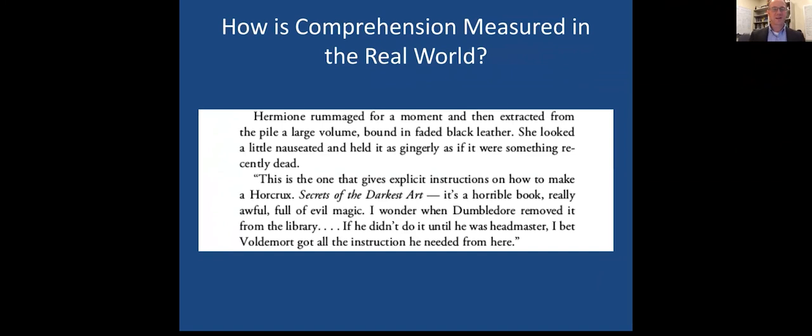Here's an excerpt from Harry Potter. The language complexity in here is really something else, right? "Hermione rummaged for a moment and then extracted from the pile a large volume bound in faded black leather. She looked a little nauseated and held it as gingerly as if it were something recently dead." You think about the language here that our students are expected to understand, and clearly the progress monitoring tools that we're using are not capable of tapping into whether these students are understanding what they're reading.